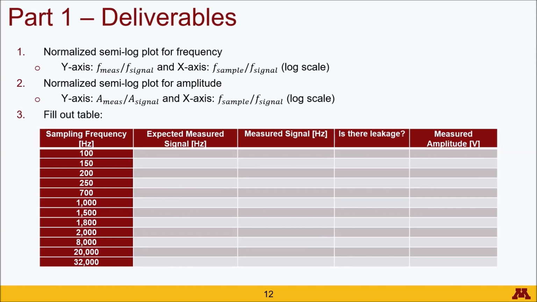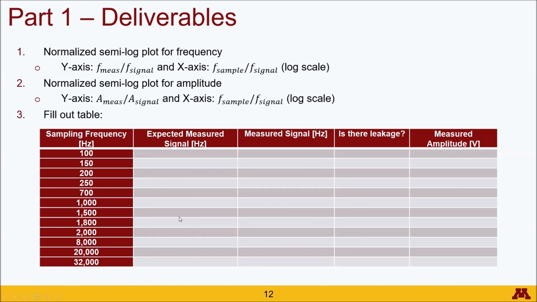Same idea for the next plot, except in this case it'll be amplitude. And then the last thing that you'll want to do is fill out this table here, which is also given in the lab manual, where you get the expected measured signal. And so the expected is not just 1000 hertz. It'll be 1000 hertz when the Nyquist criterion is being fulfilled.